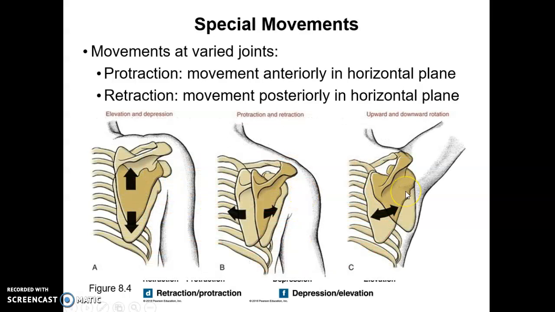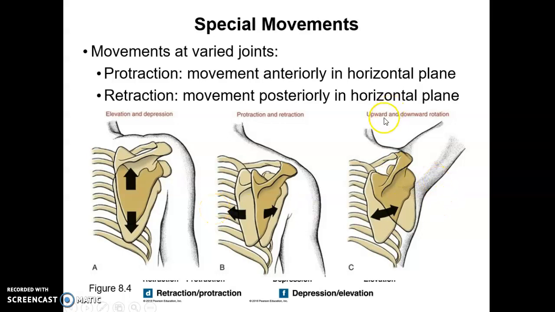Notice at the scapula at the shoulder, we can do the same thing. Can elevate the scapula or depress the scapula. Protract or retract the scapula. If you move the scapula forward, like if you're moving your arm forward and maybe reaching across your body, you're going to protract the scapula. Retract it would be to bring it back from the anterior position, moving it back to the posterior.